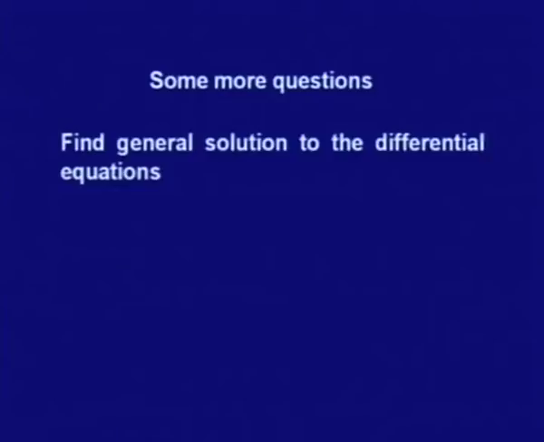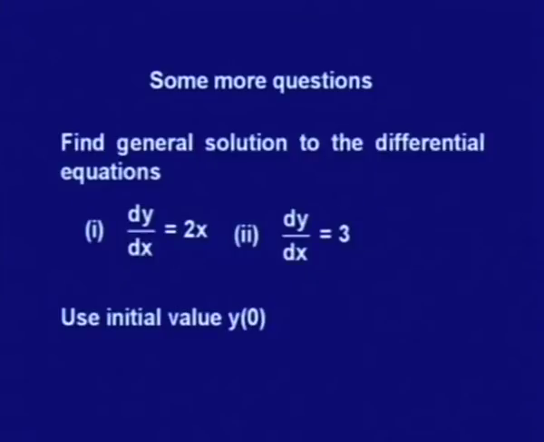So, here are some more questions for you to think about. Find the general solution to the differential equation dy over dx is equal to 2x. Think about what should be the solution of this differential equation. The second question is dy over dx is equal to 3. What will be the solution of this differential equation? Moreover, use the initial condition that y(0) is equal to 2 in both these questions and find out a particular solution. You can experiment with other initial conditions also and see what you are getting. This would give you a little bit of insight into what we mean by a differential equation and its solution.